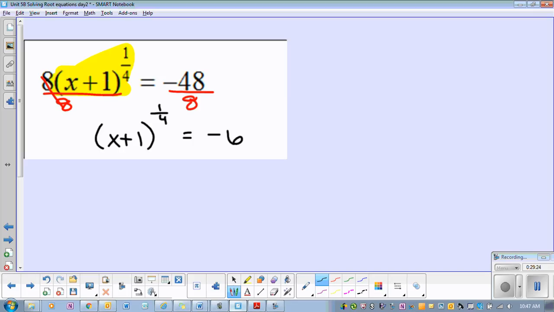So remember when you have a fraction or a rational exponent like this, we said to rewrite it as a radical, right? So this is power over root. So I'm going to write my root. Since the x plus 1 is in parentheses, that means all of that goes in there. What's the power on that? 1. So I'm not going to write the 1. What's the root? 4. equals negative 6.